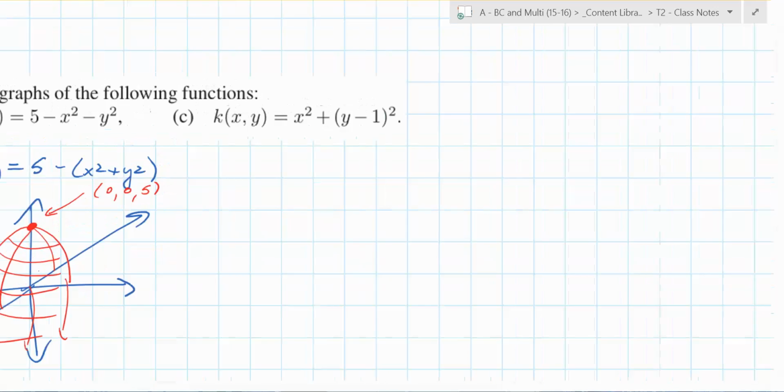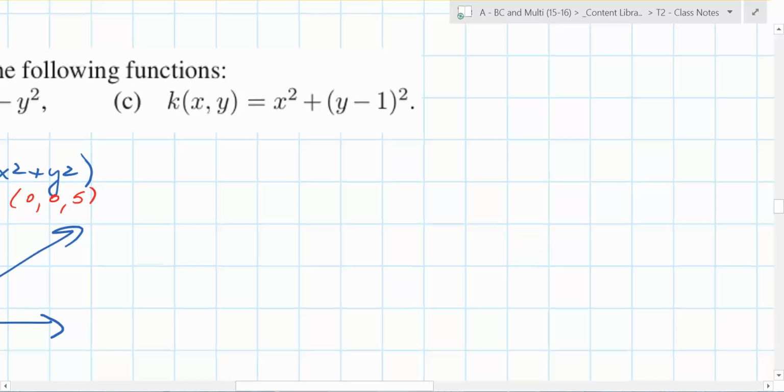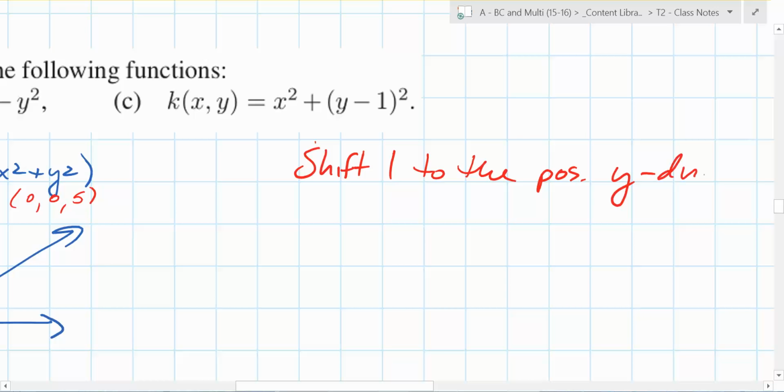What about this one right here? What happened here? What's the only thing that happened? It shifted over in terms of the y coordinate by 1. Shift 1 in the positive y direction. Yeah, that's exactly right. So all that does is shift it.